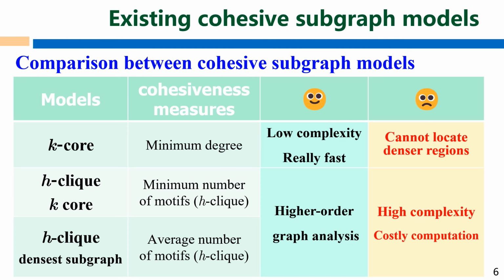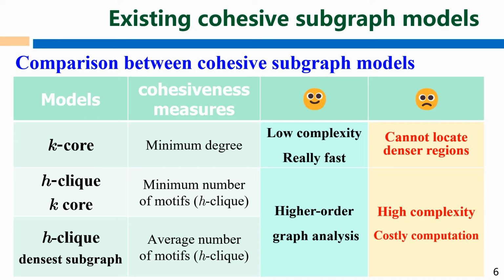Here we compare existing cohesive subgraph models. The widely studied k-core model can be computed in linear time, which is really fast in graph analysis tasks. But this model can't identify denser regions of a graph because it only considers the degrees of the nodes.